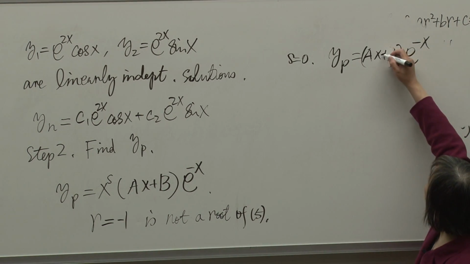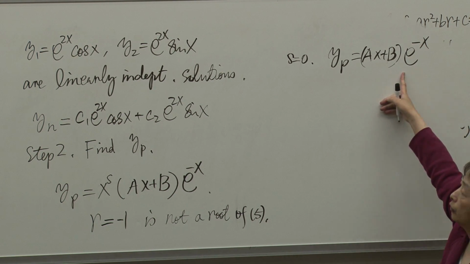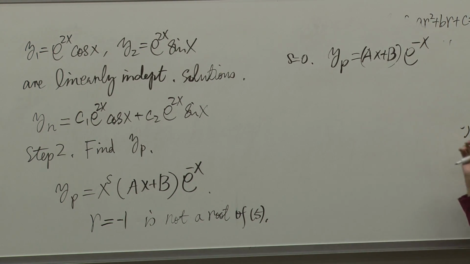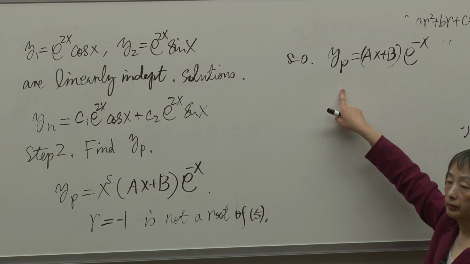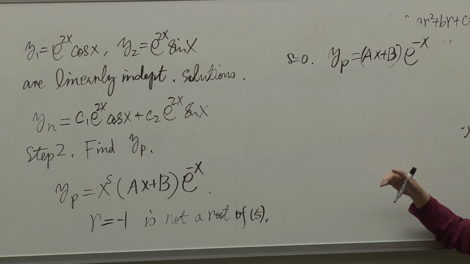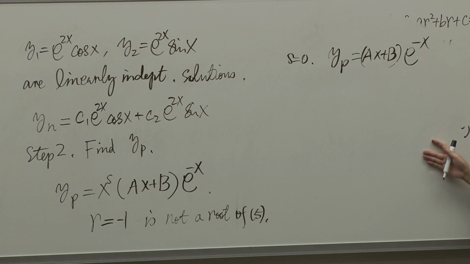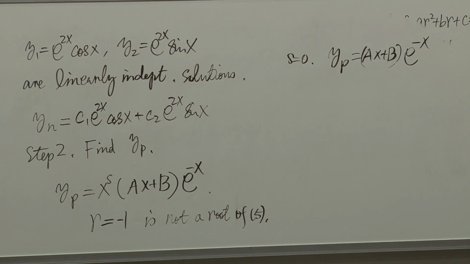So we have two coefficients to determine. But if we want to substitute yp as a solution into that non-homogeneous equation, we need to take the first and second derivative of yp. Taking derivatives sometimes could be tedious. So let's quickly determine if the so-called variation of parameters method is easier or not.